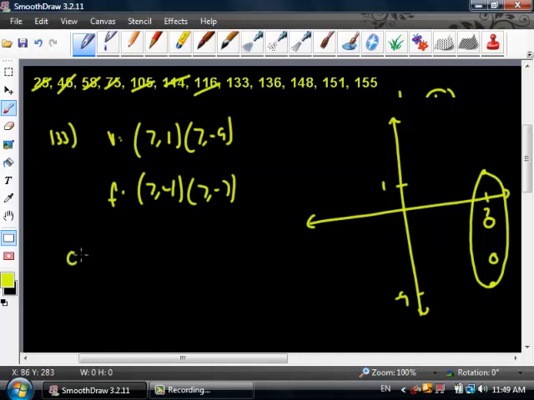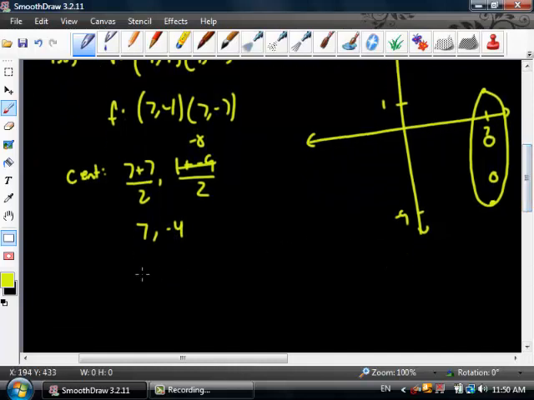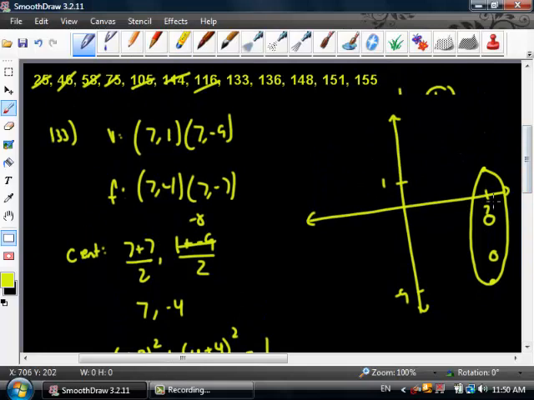So my center is going to be (7 plus 7) over 2, comma (1 plus -9) over 2. Well, that's 7, comma, that's negative 8, so negative 4. So that's my center of the ellipse, which means that it's going to be (x minus 7) squared plus (y plus 4) squared equals 1. Now, it's going to be over something.